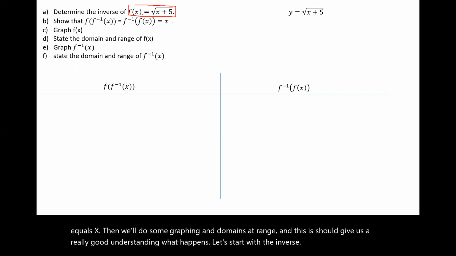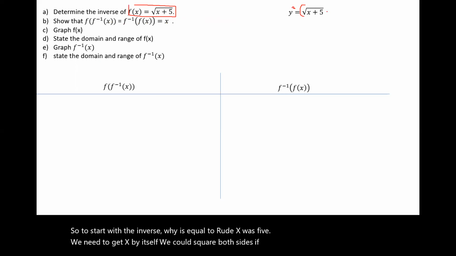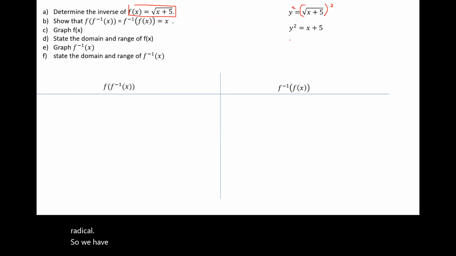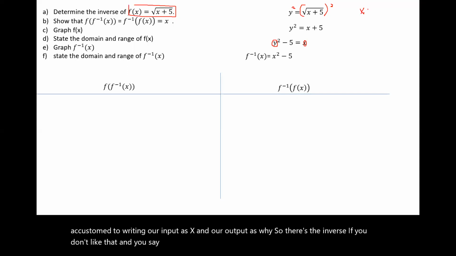So to start with the inverse, y is equal to root x plus 5. We need to get x by itself. We could square both sides. If we did that, that would get rid of the radical. So we'd have y squared equals x plus 5, then bring the 5 over. And then we remember that we're accustomed to writing our input as x and our output as y. So there's the inverse. If you don't like that, and you say, no, I much prefer to swap my x's and y's right away, because that's what I learned, we can do it that way as well.